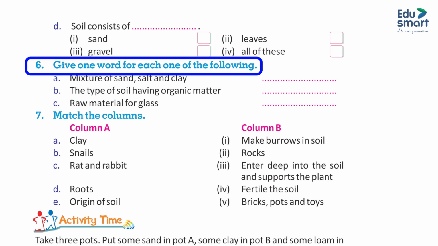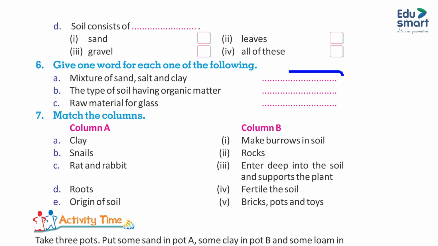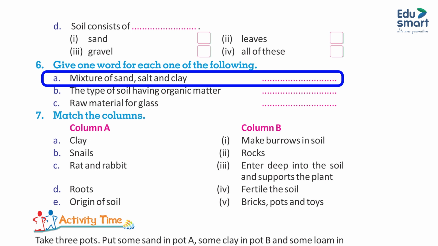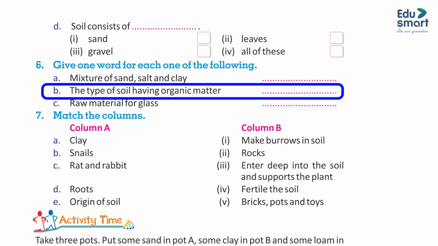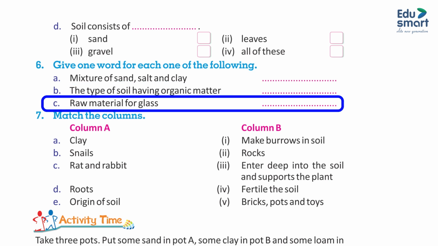6. Give one word for each one of the following. A. Mixture of sand and salt and clay. B. The type of soil having organic matter. C. Raw materials for glass.